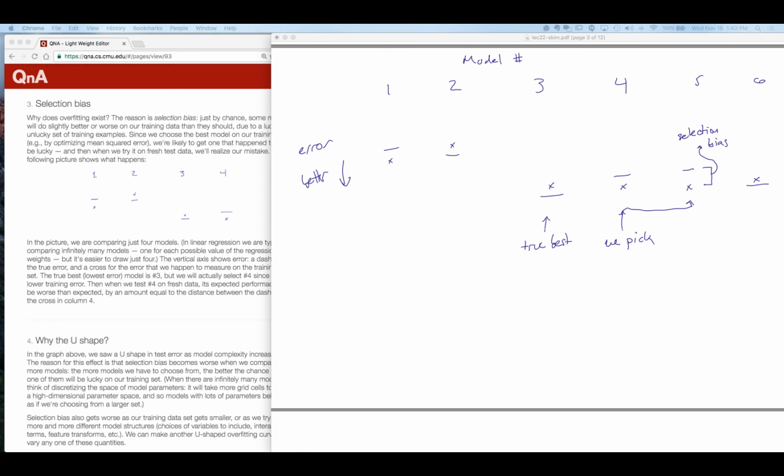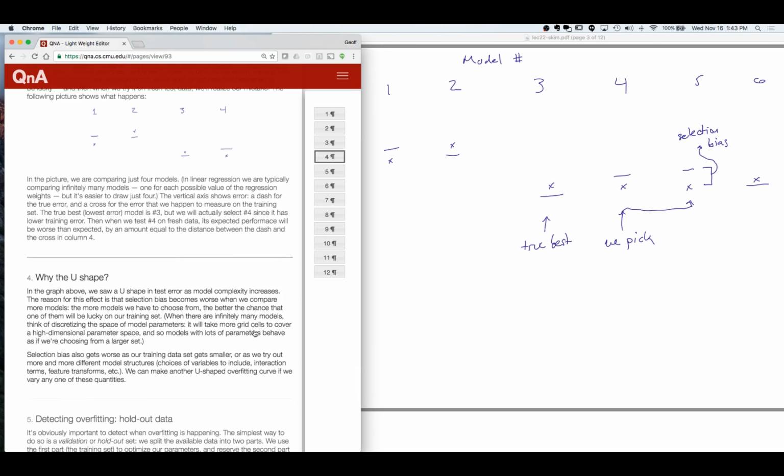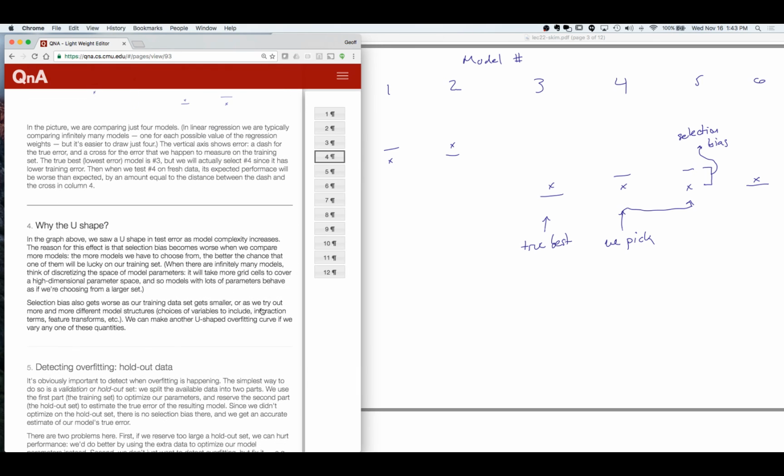All right, so that's selection bias, and that's why you get a U-shaped curve. And selection bias increases as model complexity increases. It also gets worse as our training data set gets smaller because the distance between the dashes and the crosses gets larger. And it also gets worse as we make more and more discrete choices.